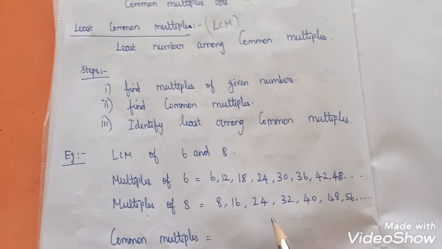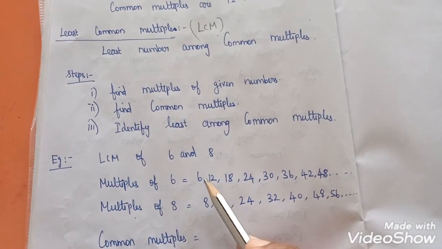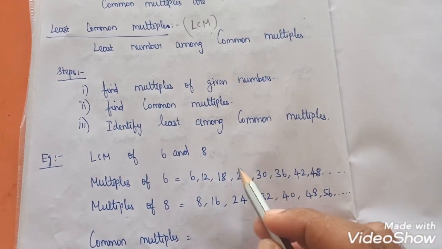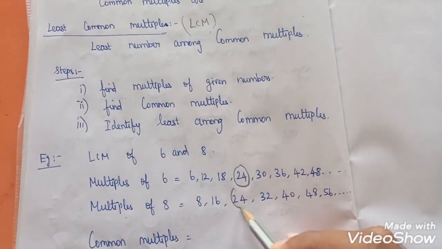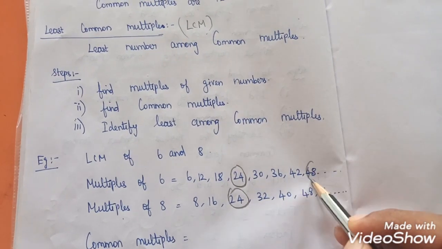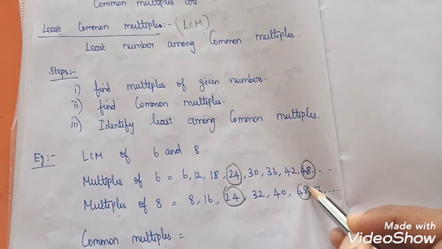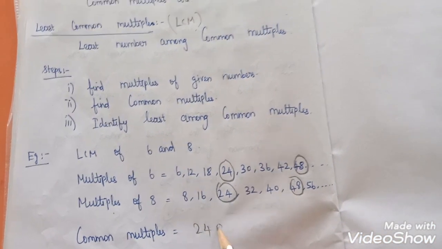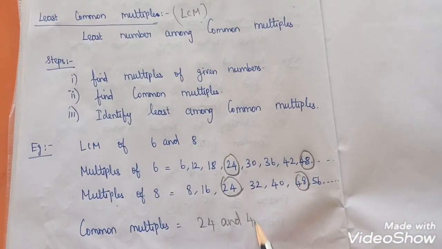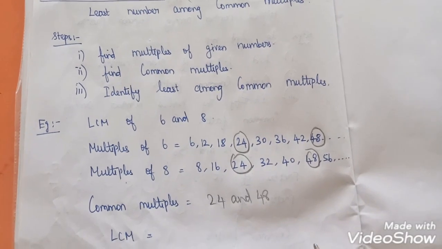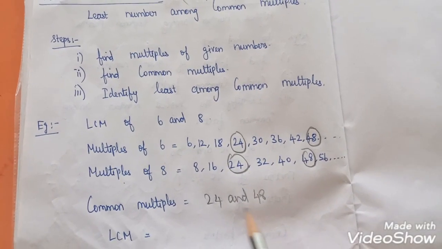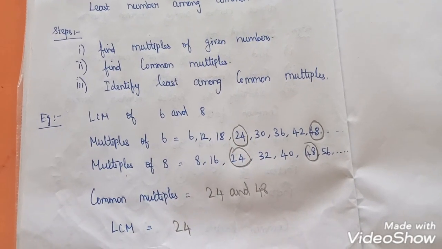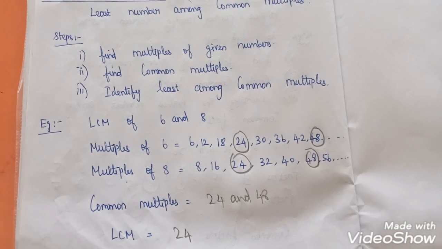And what are the common multiples? Look here. 6, there is no 6 here. 12, there is no 12. 18, there is no 18. 24, 24 is here. Similarly, if you check, you could notice 48 is also in the multiples of 6 as well as the multiples of 8. So the common multiples are 24 and 48. Now we have to find the least among those common multiples. Which one is least? 24 is the least. So 24 is known as the least common multiple.